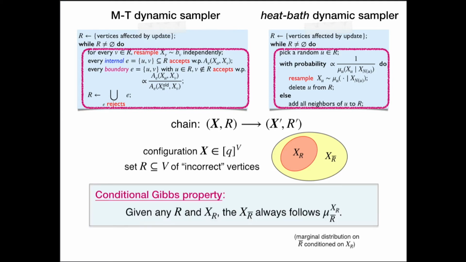The crucial invariant here is this so-called conditional Gibbs property. It basically says that conditioning on any set R of incorrect vertices and the configuration on it, the rest of the sample follows the correct marginal distribution induced by the Gibbs distribution with the current configuration on the incorrect part as boundary condition. And with this property holding as an invariant, when R is empty, the current sample X follows precisely the Gibbs distribution. So if this conditional Gibbs property holds as an invariant, the algorithms are perfect samplers with no errors.